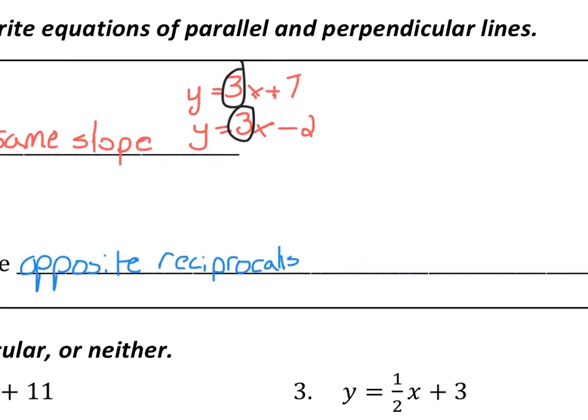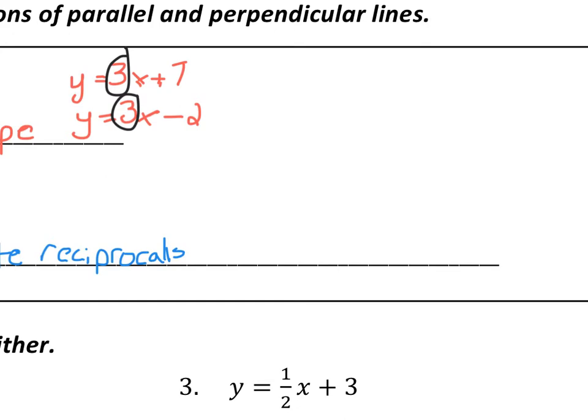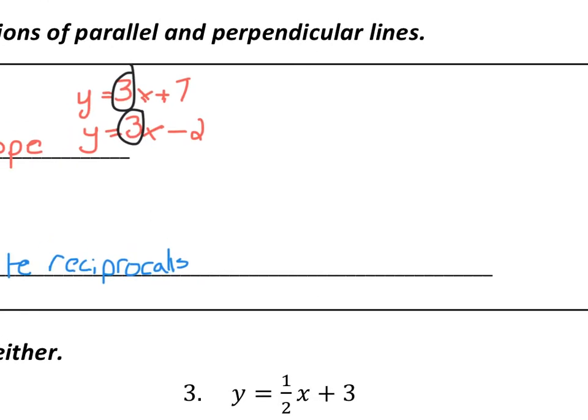So let's just talk about what opposite reciprocals actually mean. To be an opposite reciprocal, basically what that means is that they are fractions that look like they're flipped and are also the opposite sign. As an example, if I had the fraction 1 over 2, which if you flip the fraction would be 2 over 1, and then put a negative in front would be negative 2 over 1, which would be the same as negative 2. So 1/2 and negative 2 over 1 would be considered opposite reciprocals.